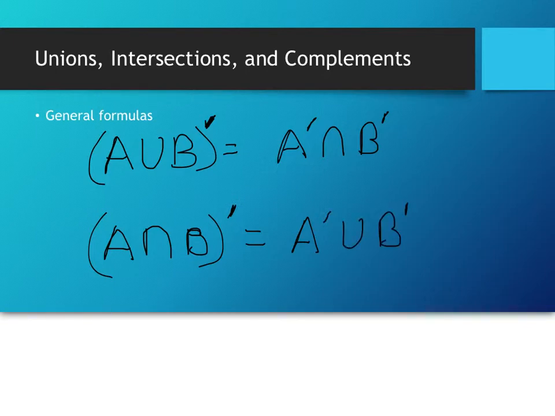So notice what's happening here. It's not a proper way to say it, but if you distributed the complement into the A and the B, then you have to flip your intersection to a union or your union to an intersection. I'm being a little bit loose with the term distribute, because this is not necessarily a really distributive property. You can't distribute the complement, but that's one way to see it.